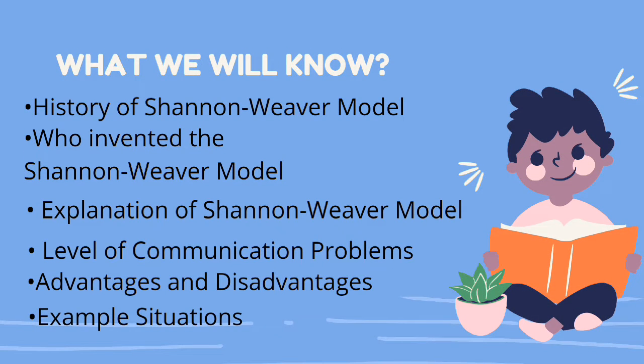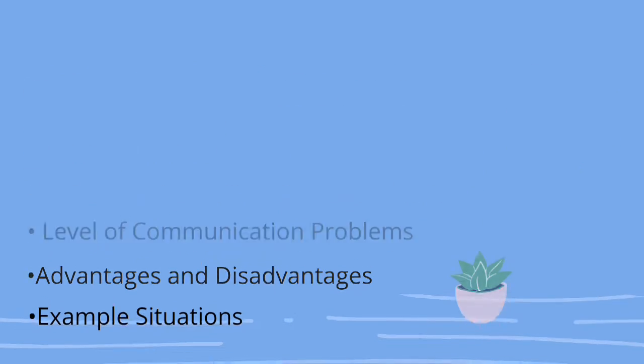What we will know. First, history of Shannon Weaver model. Second, explanation of Shannon Weaver model. Then, next is level of communication problems, advantages and disadvantages. Then we will give example situations.